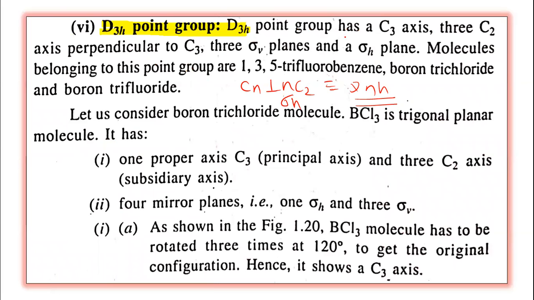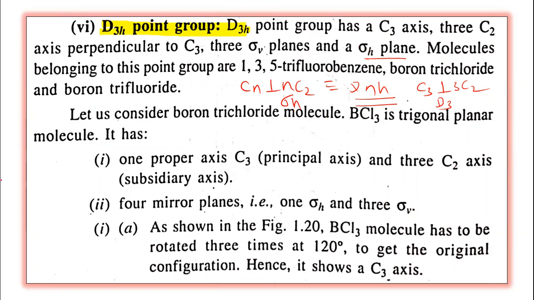The D3h point group has a C3 axis. The principal axis is C3 and it has 3 C2 axes perpendicular to it. Then the point group is D3 type, and at the same time it has vertical mirror planes and a horizontal plane. So the point group is assigned to the molecule according to this sigma h. The example of the molecule is boron trichloride.